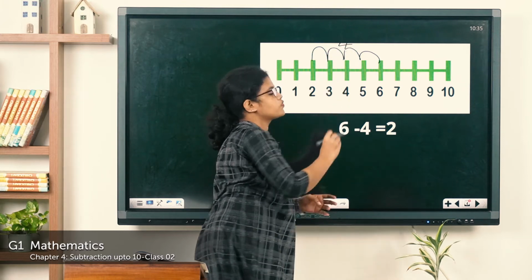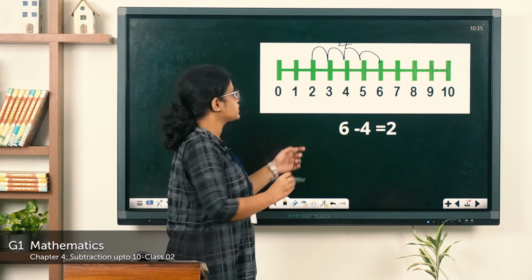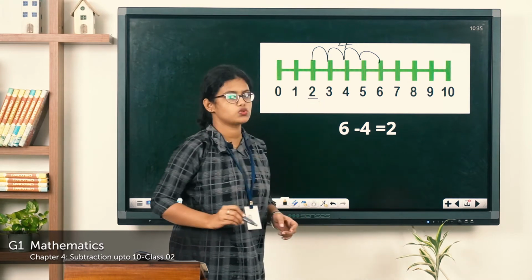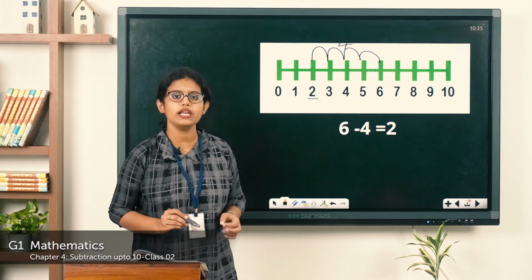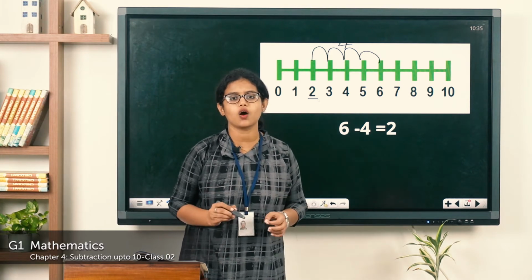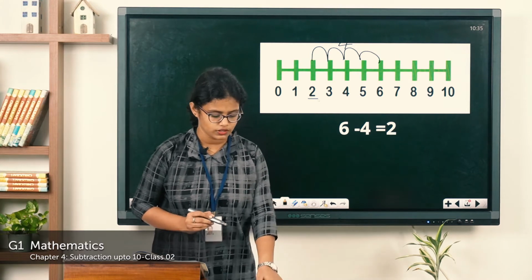So that is 6 to 5, 5 to 4, 4 to 3, 3 to 2. That is 4 steps. And you reached at which number? You have reached at number 2. So what is 6 minus 4? 6 minus 4 equal 2. So this is how you do subtraction on number strip.